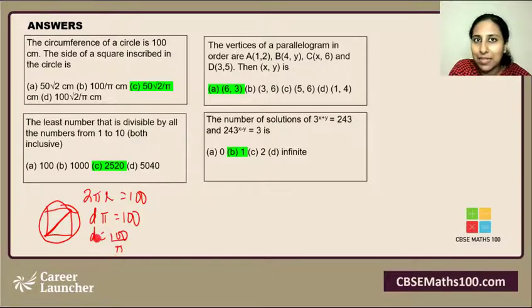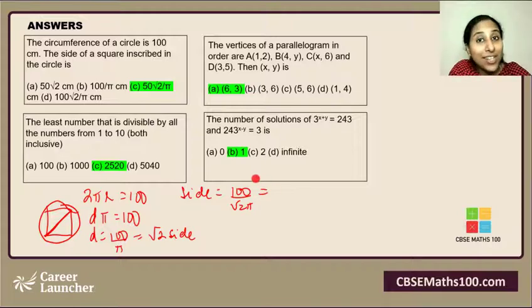Now, this diameter is the same as the diagonal of the square. And what is the diagonal of a square? Diagonal is equal to root 2 times the side of the square. This way, we get that the side is equal to 100 by root 2 pi, which upon rationalization will turn to 50 root 2 by pi. That's the answer for the side measurement.